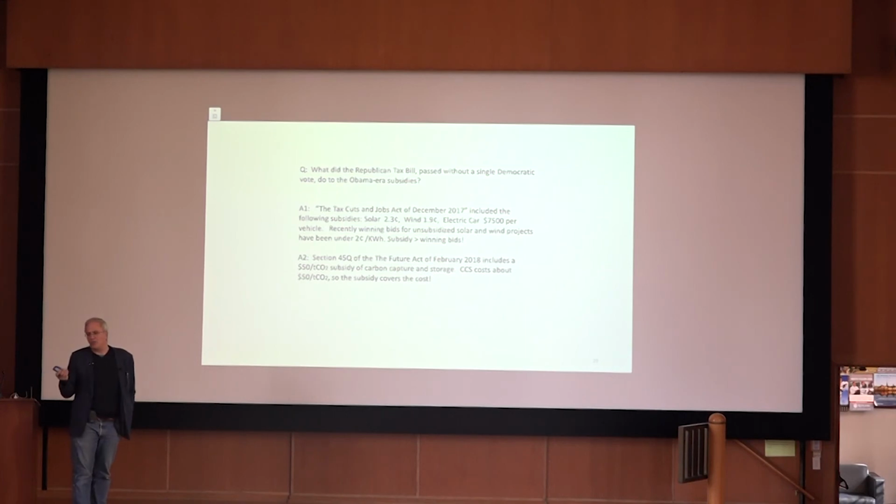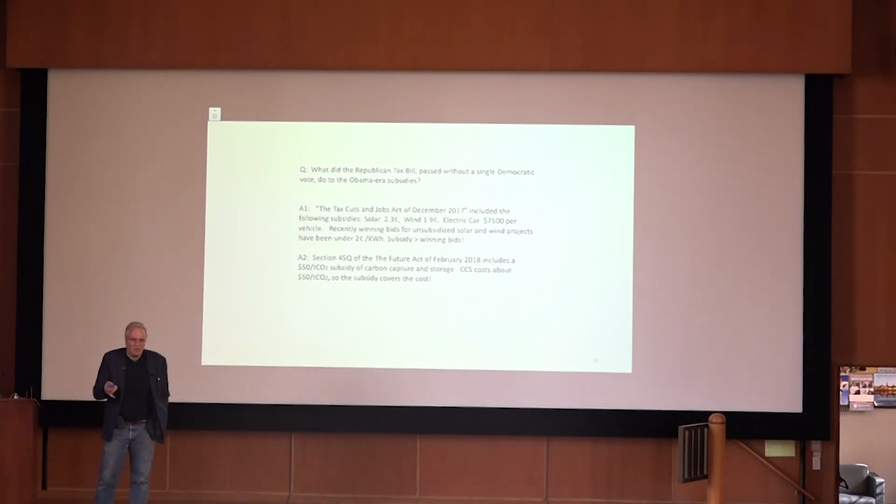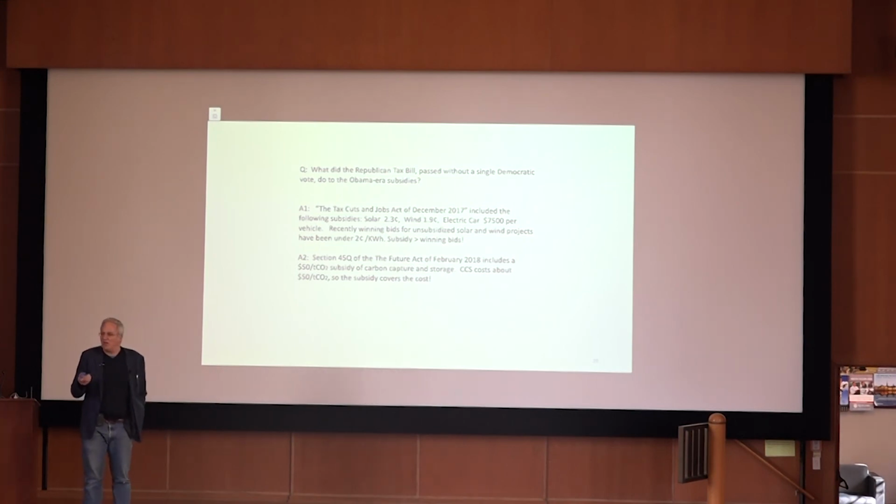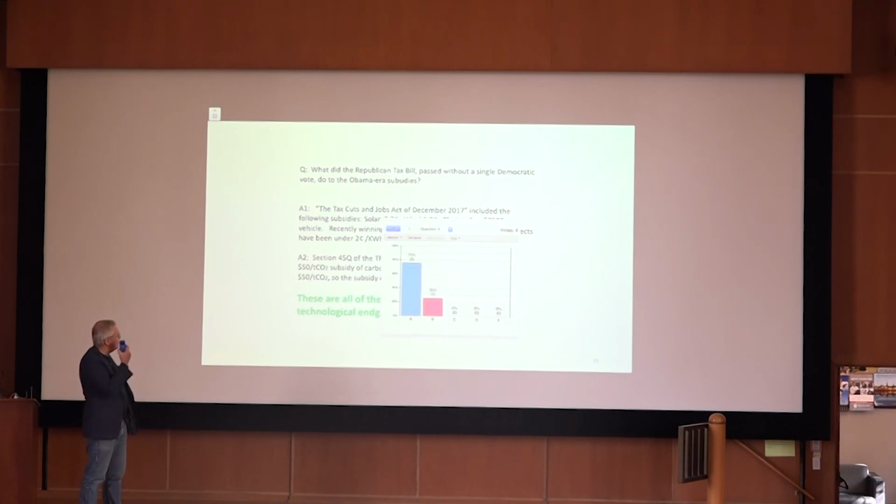3 times the size of Europe's current price on carbon. This was an all-Republican bill, and it didn't make the news. And it's the law of the land right now. You can collect this. Companies all over the place are working on this. So they basically subsidized most of this system, and in a way that the Obama team never was able to do. So these are all really the elements you would need for a technological endgame.